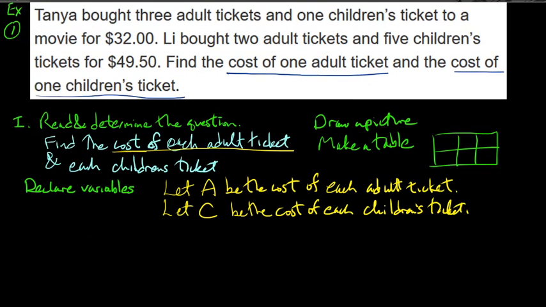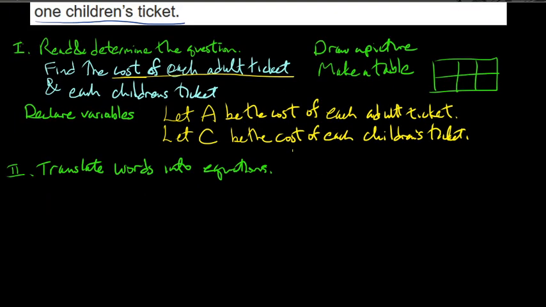Okay. So what's the second step? What's the next thing we want to do here? Well, this is probably the most difficult part. What we need to do is translate these statements in words and write them as equations. So translate the words into equations. And there's various tricks for doing this. Again, making a table sometimes helps here.